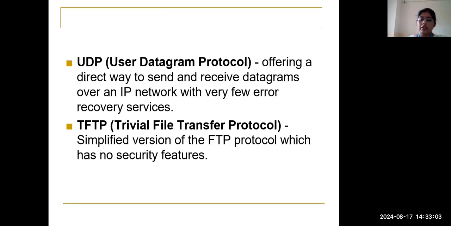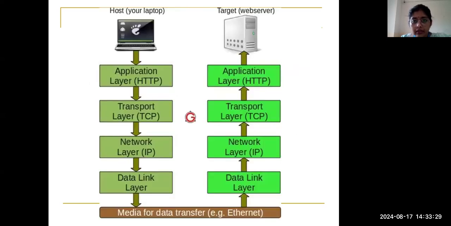Now, UDP, User Datagram Protocol, offers a direct way to send and receive datagrams over an IP network with very few error recovery services. And if we talk about the TFTP protocol, the full form is Trivial File Transfer Protocol, and it is the simplified version of FTP, that is File Transfer Protocol, which has no security features.